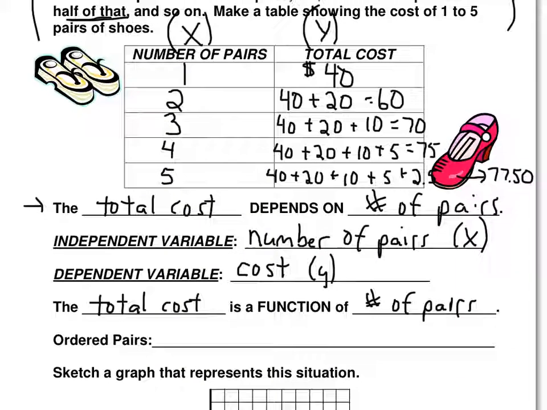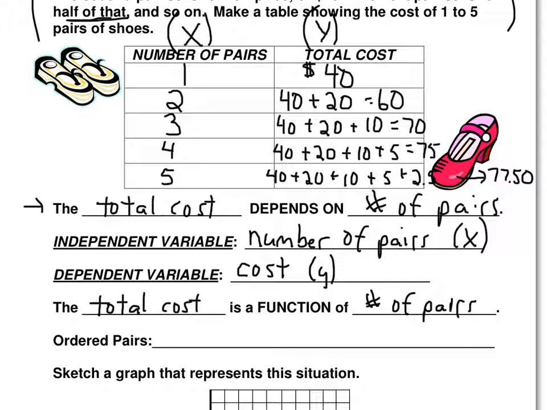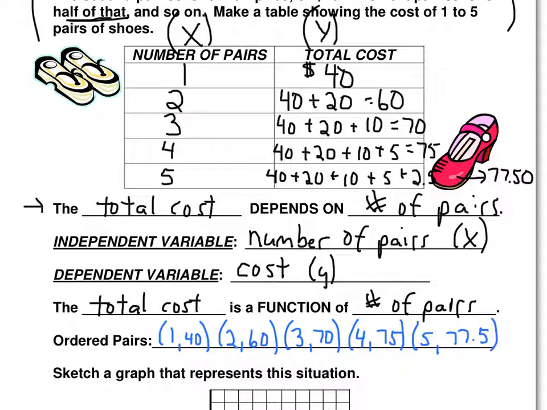So let's list the ordered pairs that come from this table. So your x values are each associated with a y value. So here I have this x is associated with that y. So I would write an ordered pair of (1, 40), and then I'm going to list the others, (2, 60). That's what I pay for 2 pairs of shoes. (3, 70) is $70 for 3 pairs of shoes. If I buy 4 pairs of shoes, it was $75, so (4, 75). And if I buy 5 pairs of shoes, it's $77.50, so (5, 77.50).